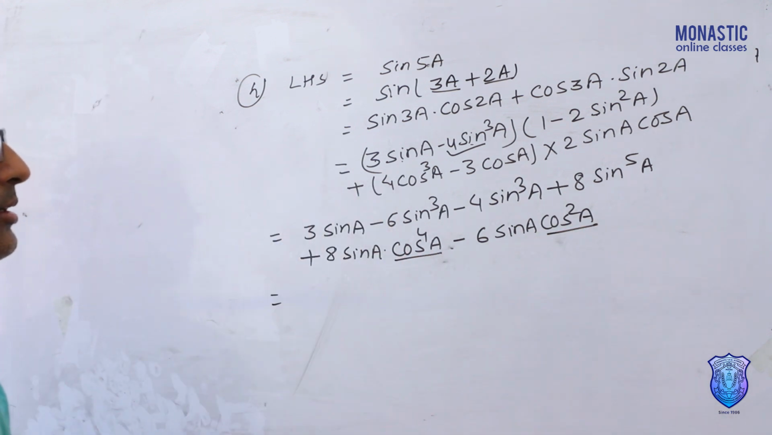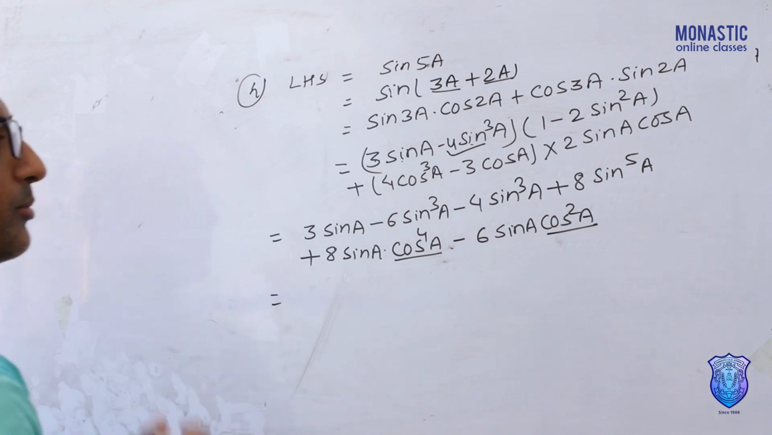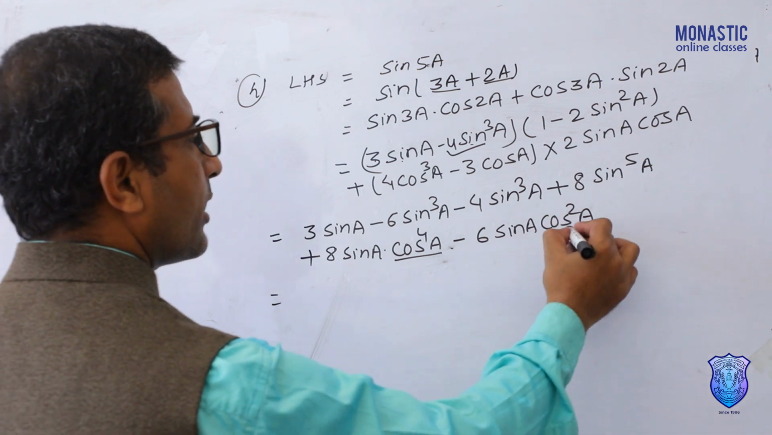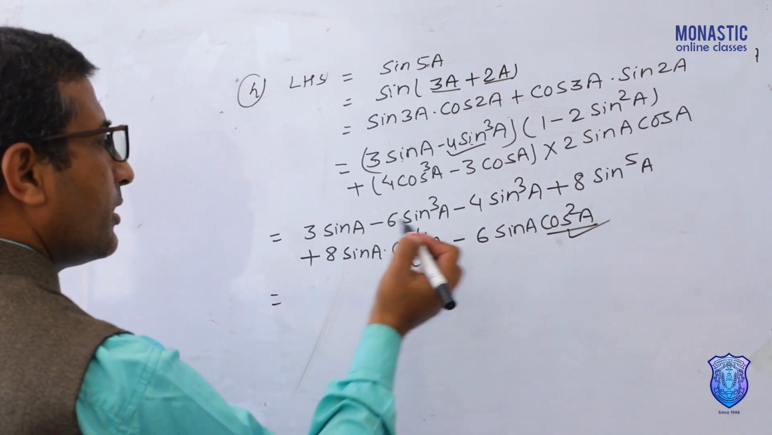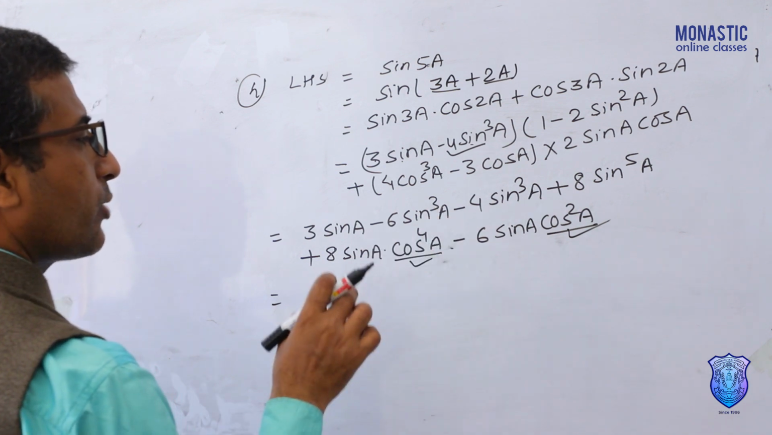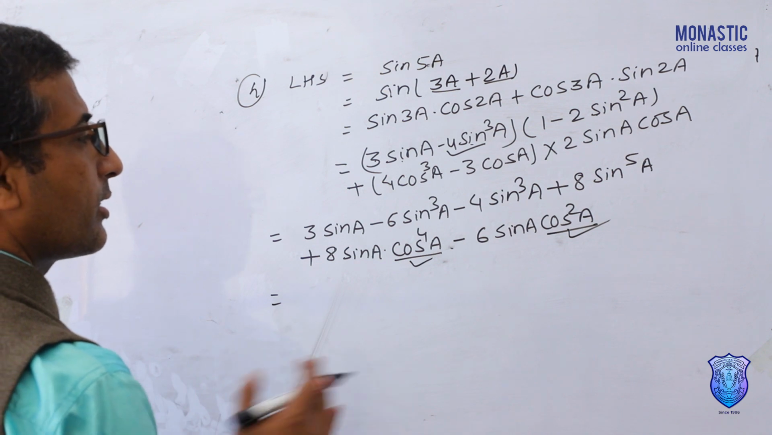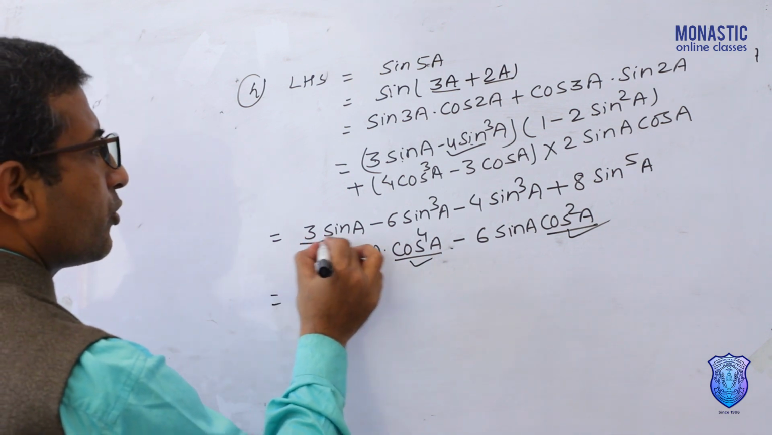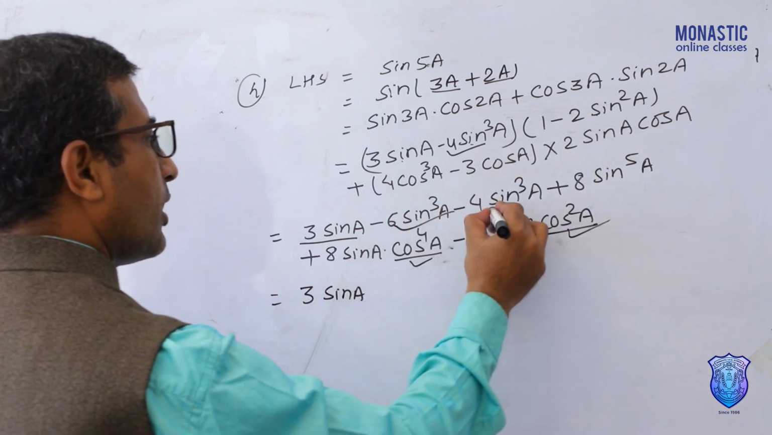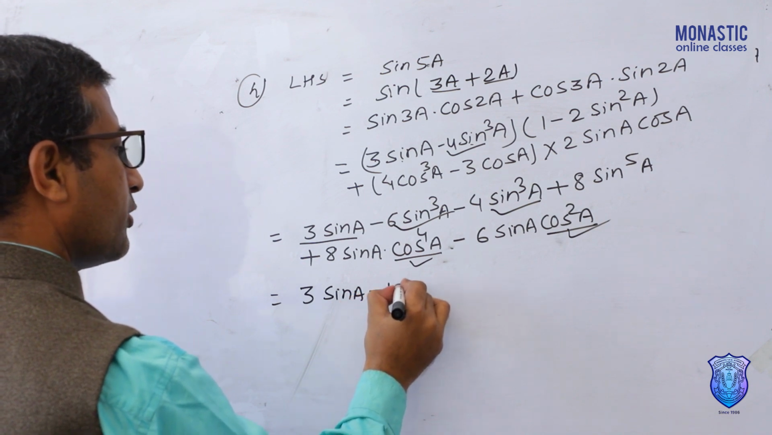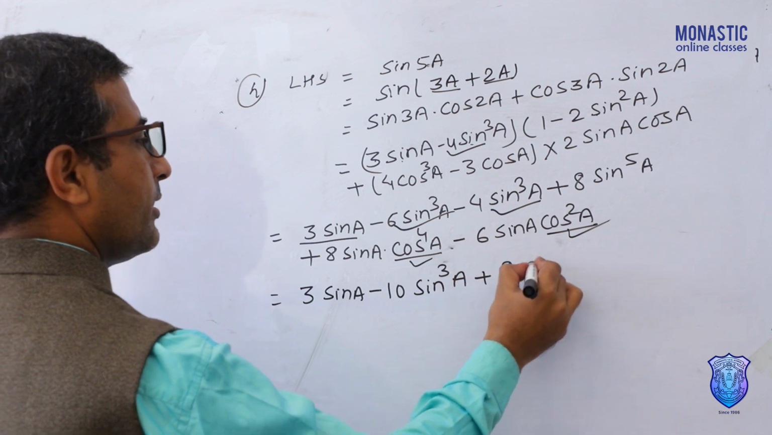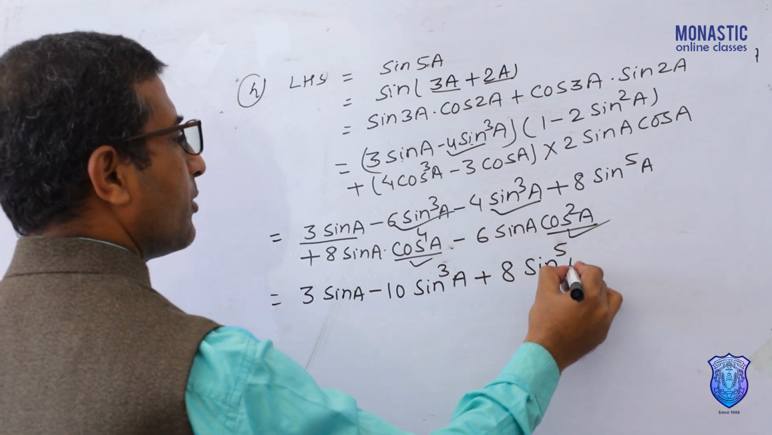All are in sine, but we want all of them in sine. So where there is cos square A, we can write 1 minus sine square A, then it will be in sine. Here it is cos 4A, so we can write cos square A whole square. Then for cos square A, use the formula 1 minus sine square A, whole square, then we can convert. Here 3 sine A, so write 3 sine A. These two are like terms. Minus 6 minus 4, minus 10 sine cube A plus 8 sine to the power 5A.